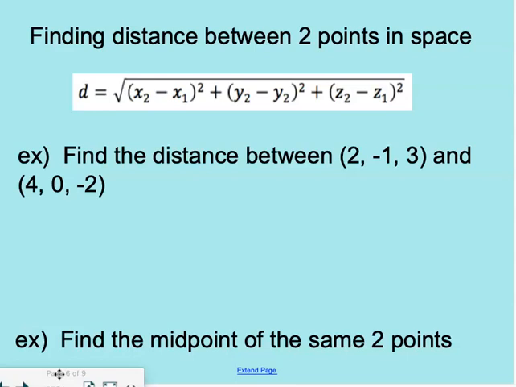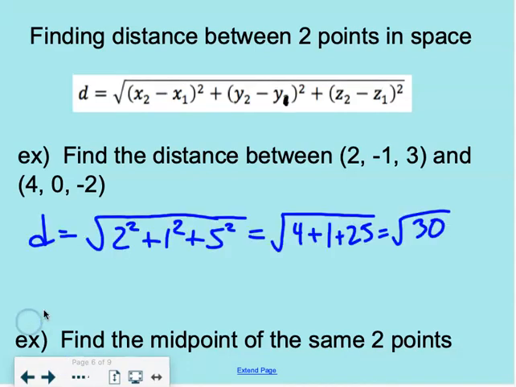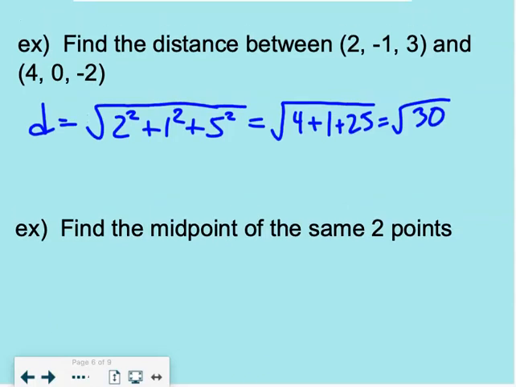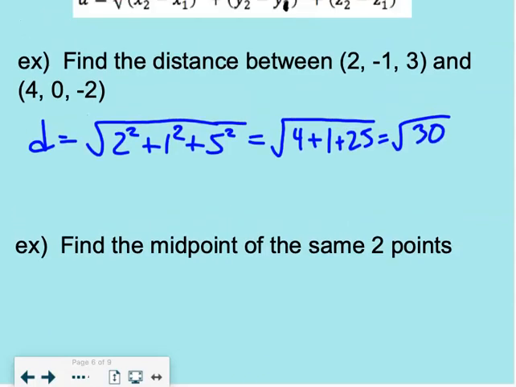So see if you can do that first example where you find the distance between those 2 points. And then, without me even teaching you the formula, I want you to see if you can find the midpoint between those 2 points. Okay, so for the distance between the 2 points, you're just subtracting each corresponding letter and squaring, right? And then take the square root of the whole thing, and you get square root of 30.